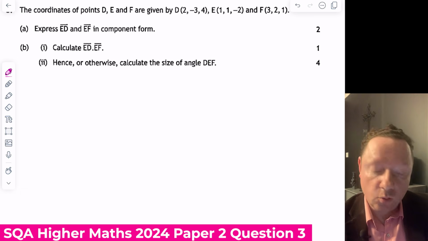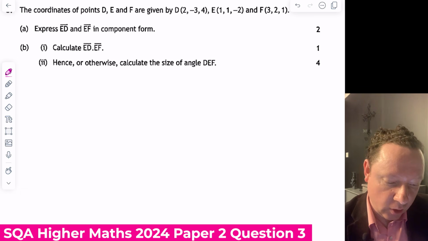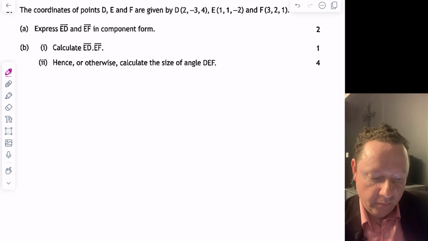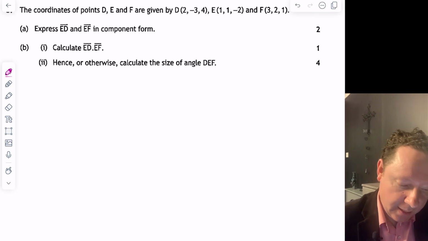SQA Higher Maths, 2024, Paper 2, Question 3. The coordinates D, E and F are given by these 3D coordinates. Express ED and EF in component form, and then calculate ED dot EF and find the angle. Oh, that's nice. We're doing it in bits, are we?